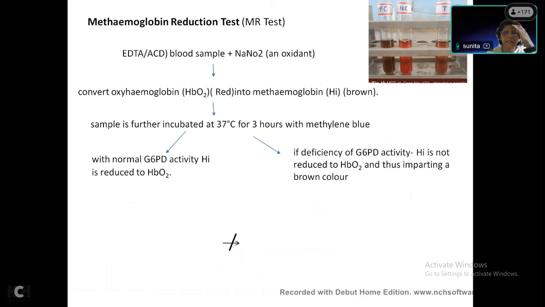The various other tests which are done for G6PD deficiency, I'll just tell you briefly. This is an oxidant which converts oxyhemoglobin to methemoglobin. Remember, iron in HbO2 is in the ferrous state. When it is converted into the ferric state, it's called methemoglobin and it is brown in color. Then you add methylene blue, and it will be reduced back to HbO2 if G6PD is present. If G6PD is absent, this will not be reduced and remains brown. So you can see this is the brown color, this is the red color. It's a semi-quantitative or qualitative test which is routinely done in our lab also.